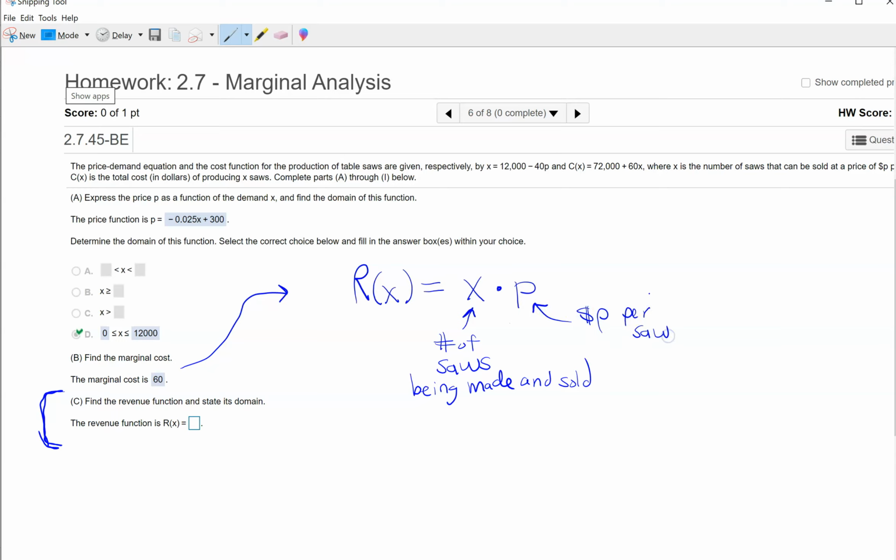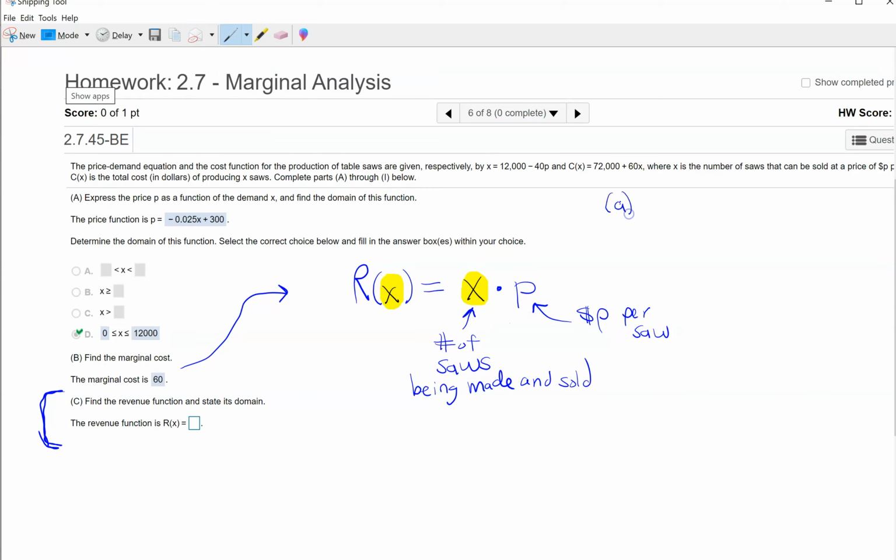So if X is how many things I sold and P is how much each thing costs, when I multiply those together, it gives me the revenue. But I'll provide this formula for you. Reading the input value is what's going to help you here, because this revenue function is a function of X. So I need my rule to have an X in it, not the P, but that's okay, because think back to what we did in part A.